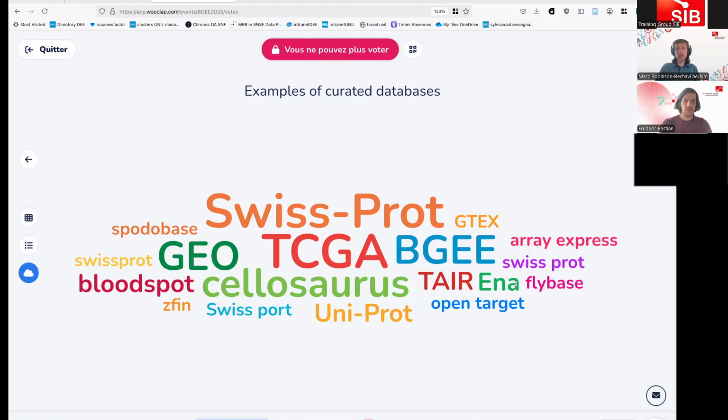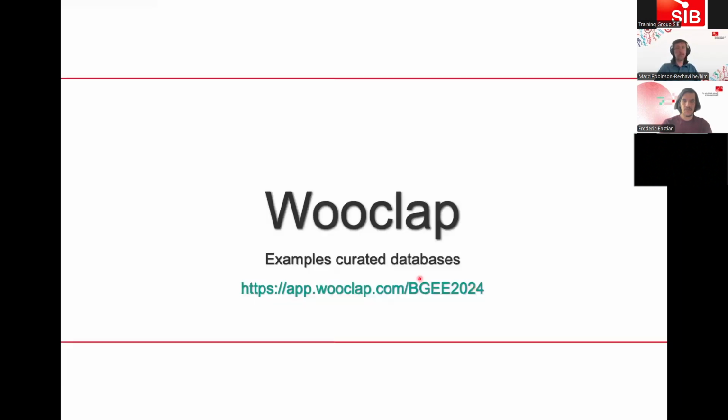ENA is the primary database of nucleotides, the European version of GenBank, so that is not curated. Some of these I don't know, so I don't know what Blood Spot is. I will look at it later. Thank you. These were interesting examples.